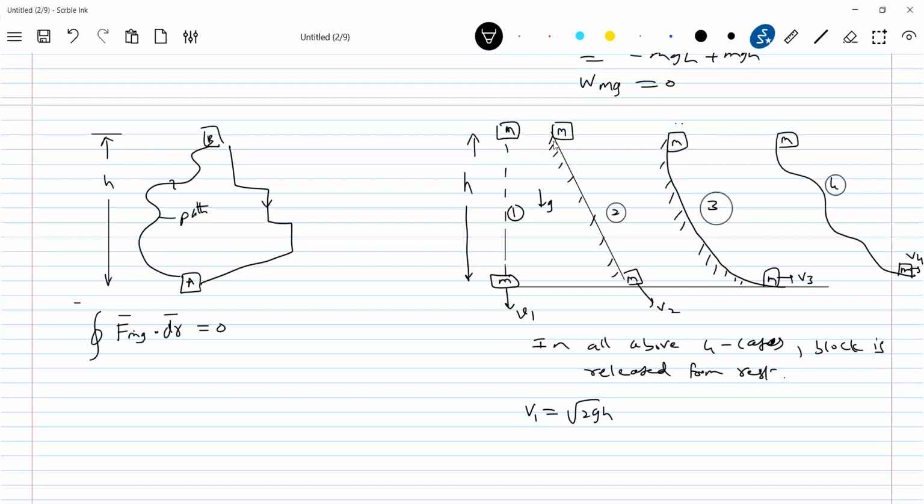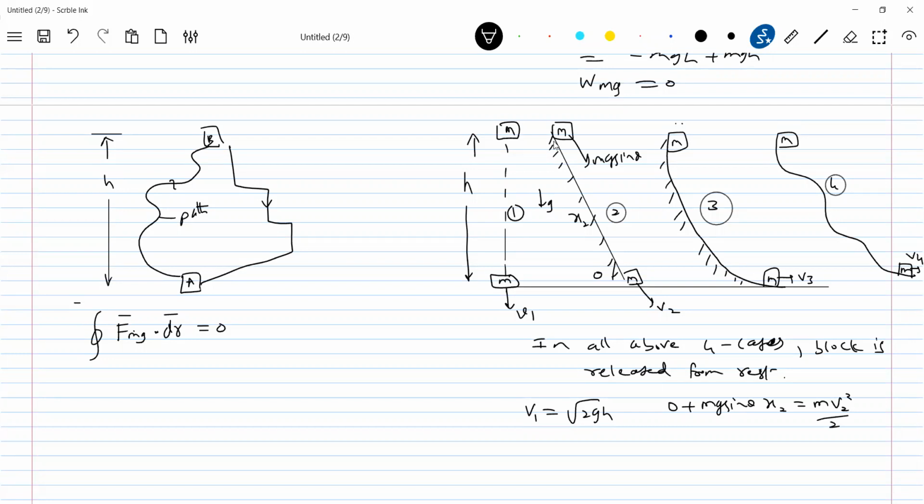Then what about here? What force will do work here? Let this be theta, mg sin theta. So here, in the second case, I'll use the work energy theorem. I release from rest plus mg sin theta into x. What is the distance here? Let it be x2. Into x2 equal to mv2 square by 2.